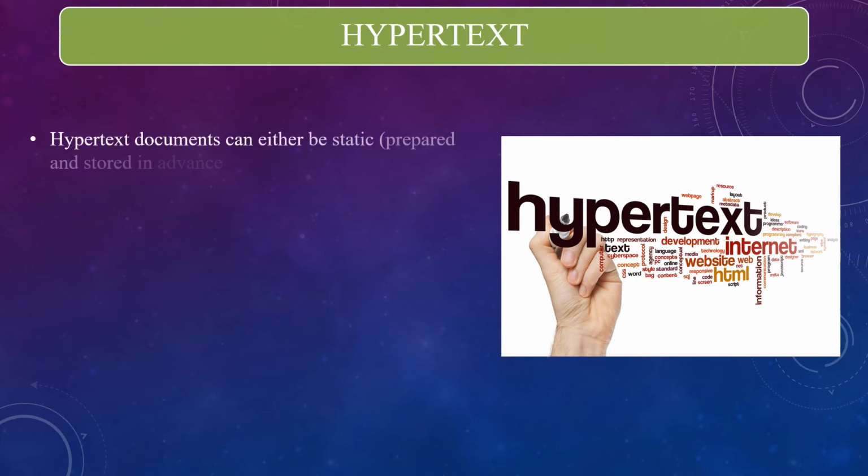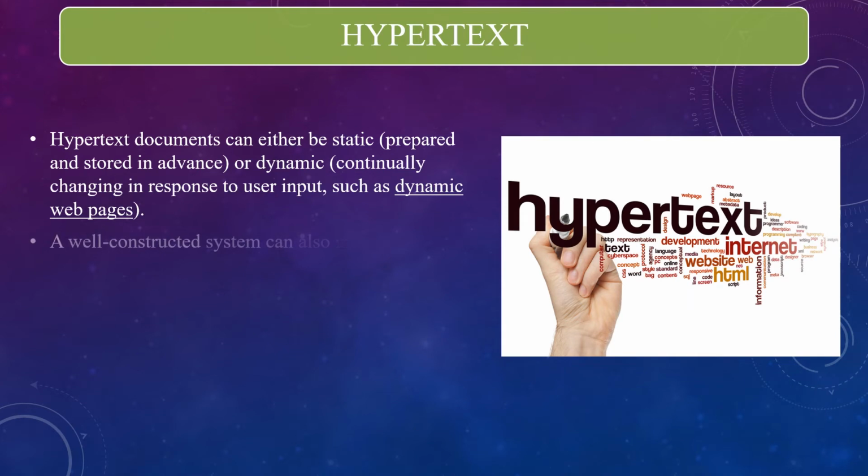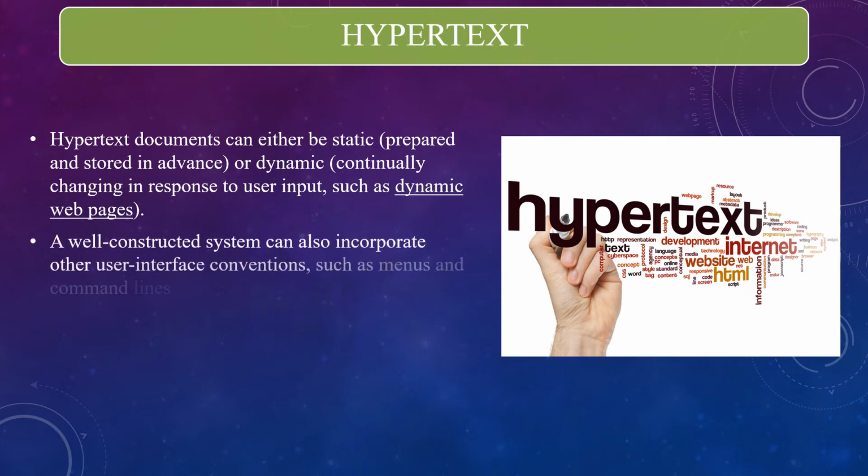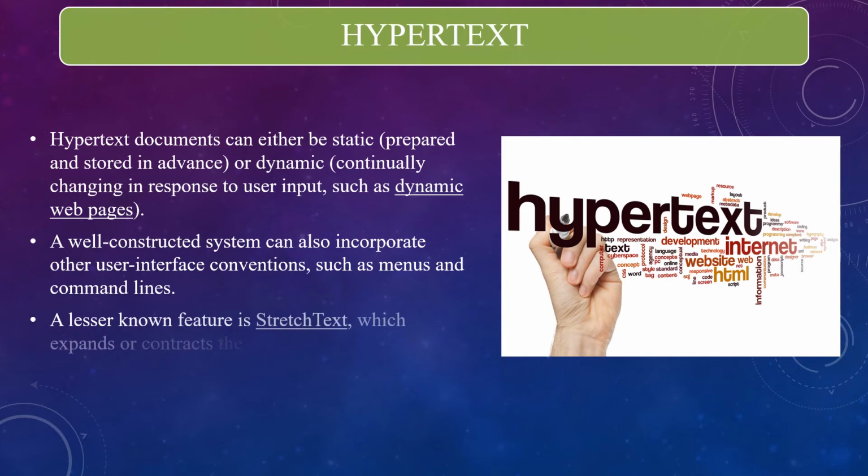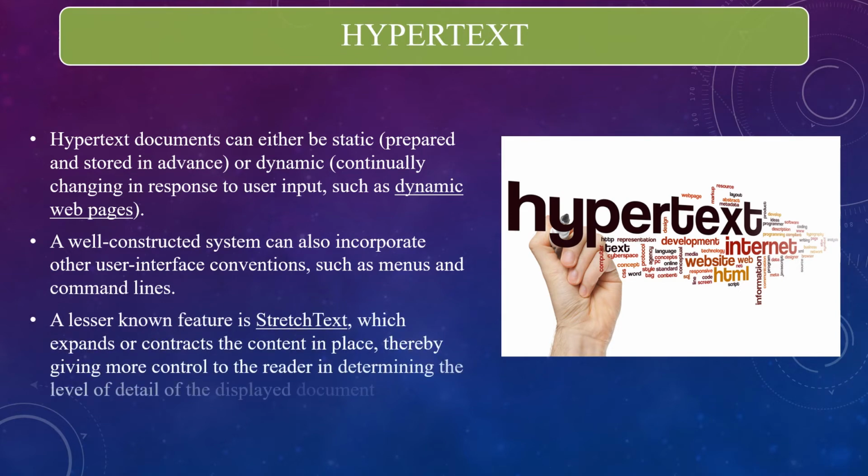Hypertext documents can either be static or dynamic. A well-constructed system can also incorporate other user interface conventions such as menus and command lines. A lesser-known feature is stretch text, which expands or contracts the content in place, thereby giving more control to the reader in determining the level of detail of the displayed document.